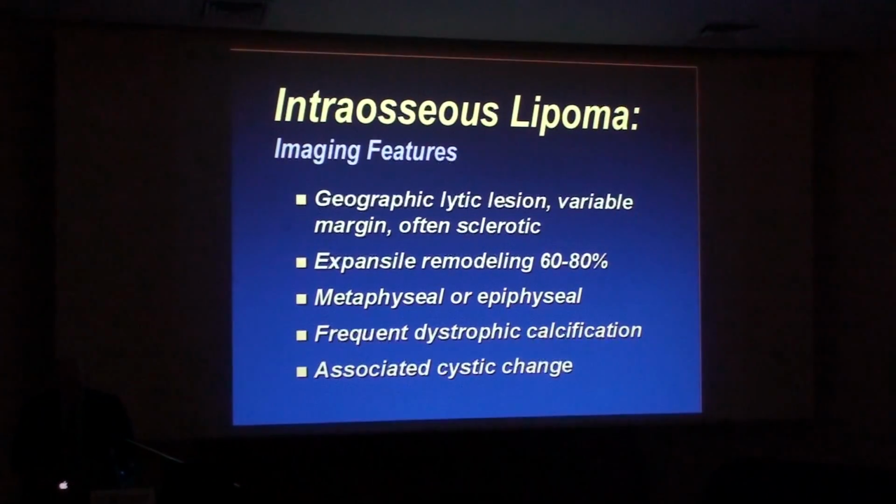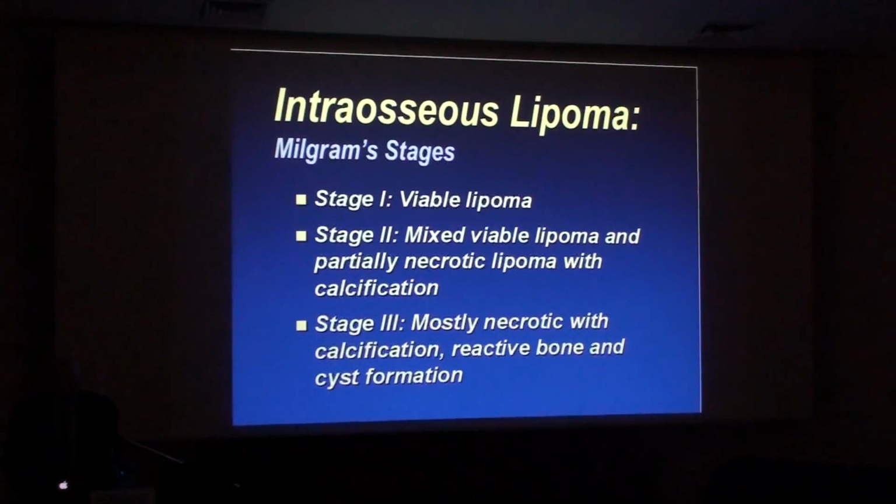On imaging, when we see them in the long bones, they are geographic lytic lesions, typically with a sclerotic margin, but not invariably so. Expansile remodeling is seen in about 60 to 80%. More classically, towards the end of the bone, that is the metaphysis or the epiphyseal area, they can have involutional change, classically described as cyst-like changes or calcification and sometimes ossification. Now, much of what we know about intraosseous lipomas came from Milgram's work in the 1980s, where he talked about three types.